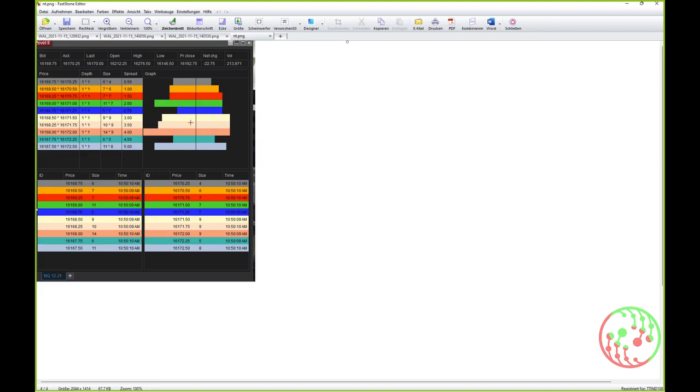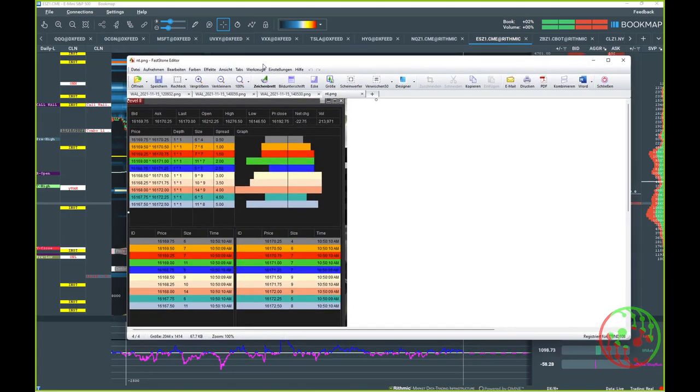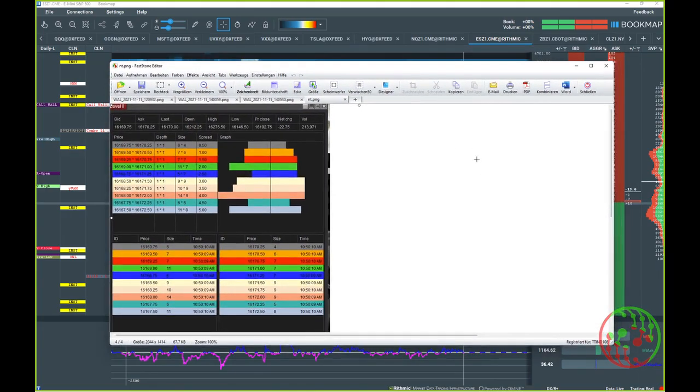Yeah, but it's not the same. You see the spread here. You can use the spread as well if you are accustomed to this picture. Yeah, and then you can use that. But I can't say anything meaningful about this level 2 of NinjaTrader. So I'm sorry for that.